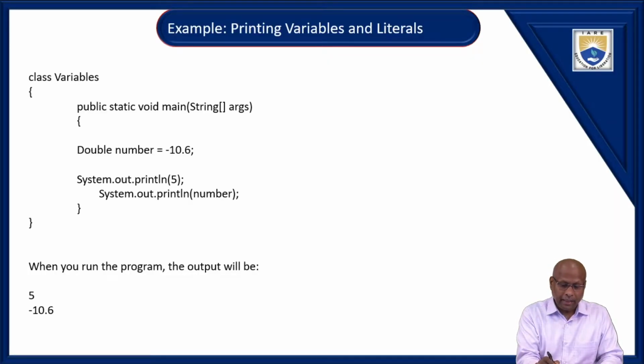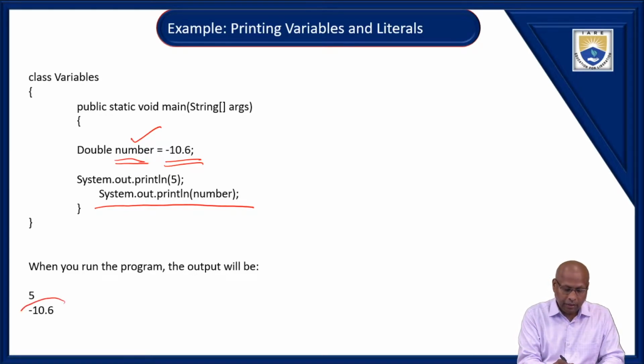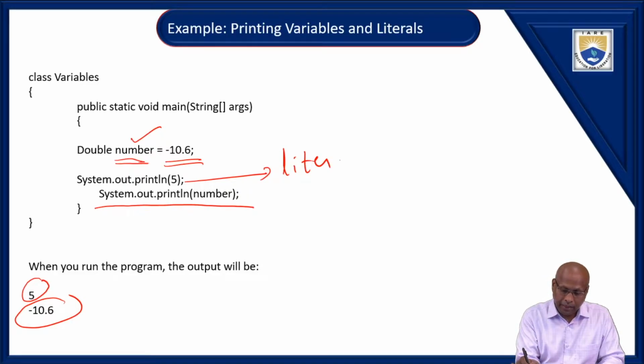Assume I am having a double literal, 10.6, minus 10.6. Now number is what? My variable. This number I am printing with System.out.println(number). So automatically the value of number will be printed. How much? That is minus 10.6. Whereas if I write System.out.print(5), 5 is a direct constant, so that is an integer literal. So the 5 is printed. That means this is coming from the integer literal and this is coming through the variable.